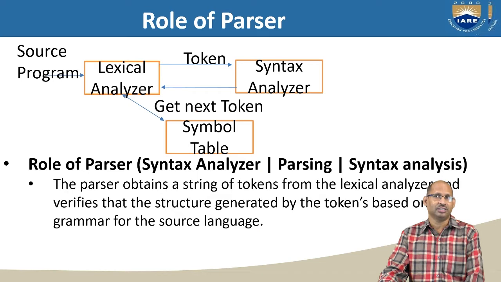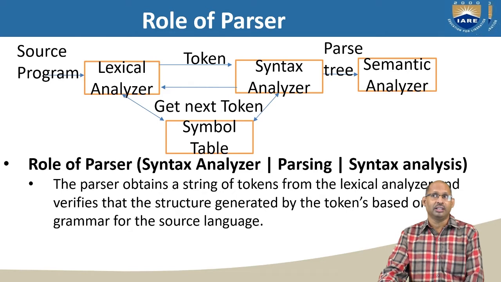This syntax analyzer will request the next token. The symbol table interacts with the lexical analyzer and also the syntax analyzer. The syntax analyzer requests the next token and gets the tokens, and it gives a parse tree as output. The parse tree will be the input to the semantic analyzer.